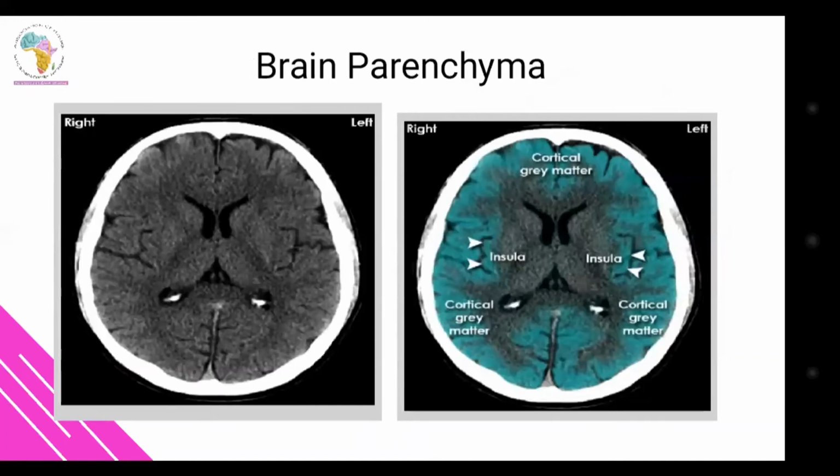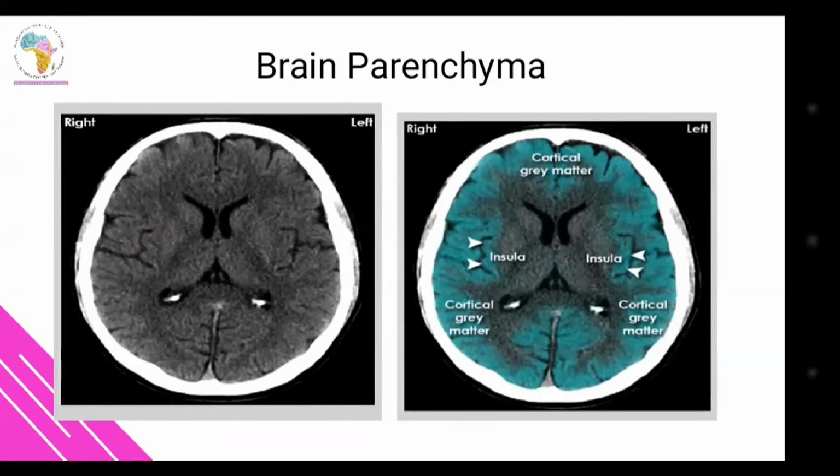So now we'll talk about the different sections of the brain parenchyma individually. First of all, we'll talk about the gray matter. At the level of the gray matter, you have the sulcus and the gyrus, or the sulci and the gyri. The sulci are simply part of the extra axial space, which you can see dark here, those small infoldings, and in between those infoldings you have the whiter area, which is the gyri.